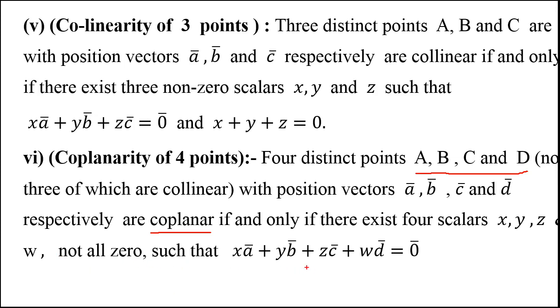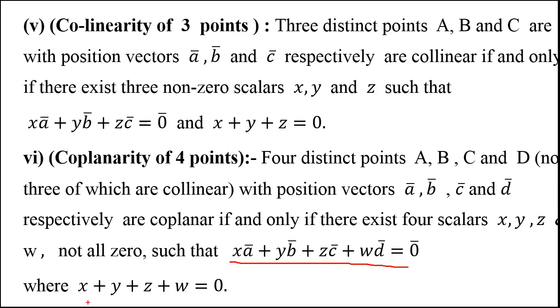Such that x a bar plus y b bar plus z c bar plus w d bar is equal to 0 bar and one additional equation is there, that is x plus y plus z plus w is equal to 0. So these two conditions, these two equations, instead of saying condition I will say condition is existence of four scalars which satisfy these two equations. This is the condition, and this condition is necessary and sufficient for 4 points to be coplanar.